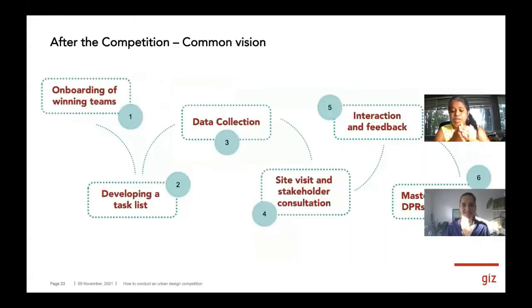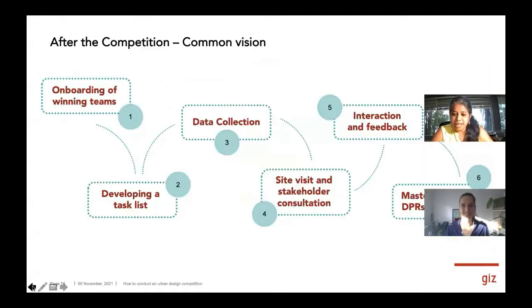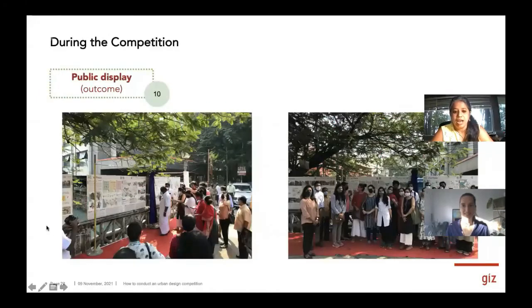What is very interesting to highlight in this process is that thanks to Corona, the teams who were working on the design process never managed to arrive at site till this level, where already the winning teams were announced. And this was the first time they could come to the site and actually experience the site. And we have a series of consultations which happened after the competition.